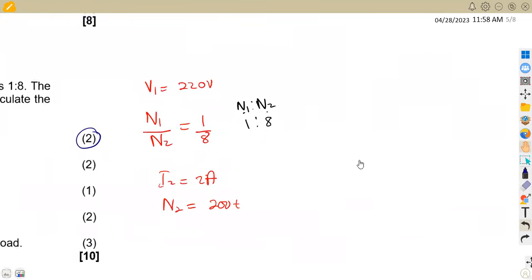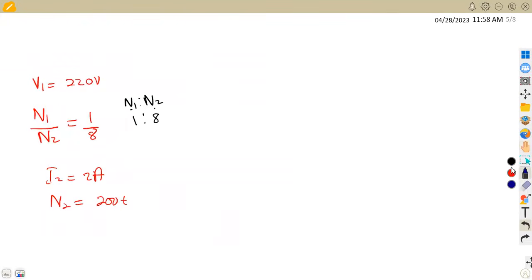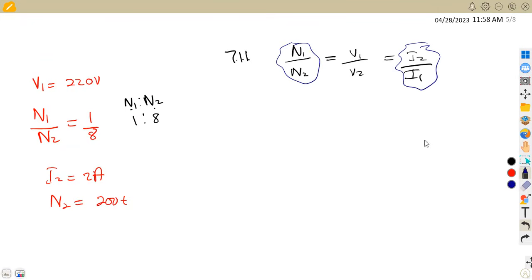So how can we determine the primary current? We can take advantage of our turns ratio in this case. So this is 7.11. Taking advantage of the turns ratio, since we know that the turns ratio, that is N1 over N2, is also equal to V1 over V2, which is equal to I2 over I1. In this case, we are referring to the current, so we can equate these two. So N1 over N2 is equal to I2 over I1.